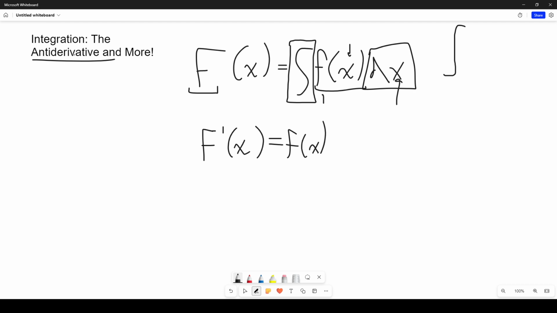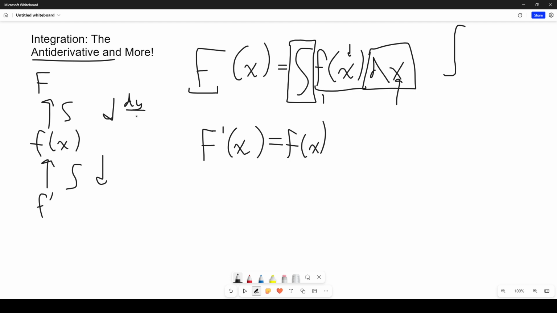This is kind of nice if we imagine some kind of chain. If we have f of x, f prime, and capital F, then to go up, you take integrals, and to go down, you take derivatives, dy dx. So integrals and derivatives kind of undo each other, right? That's what's shown right here, and that's something key that you should understand.